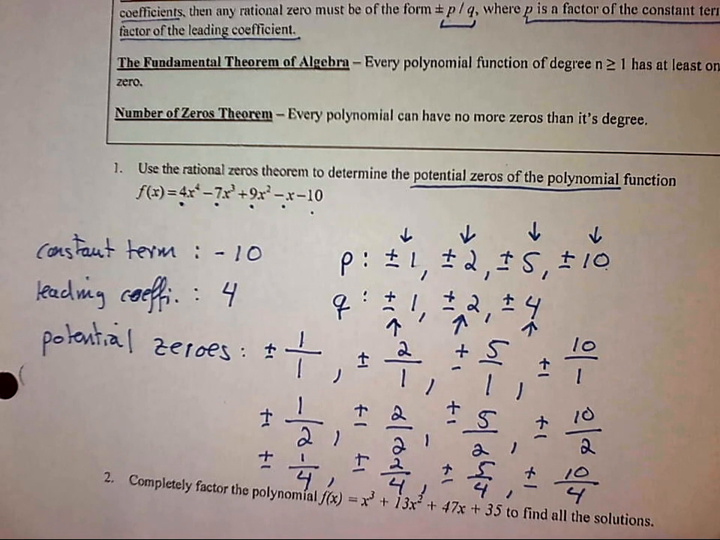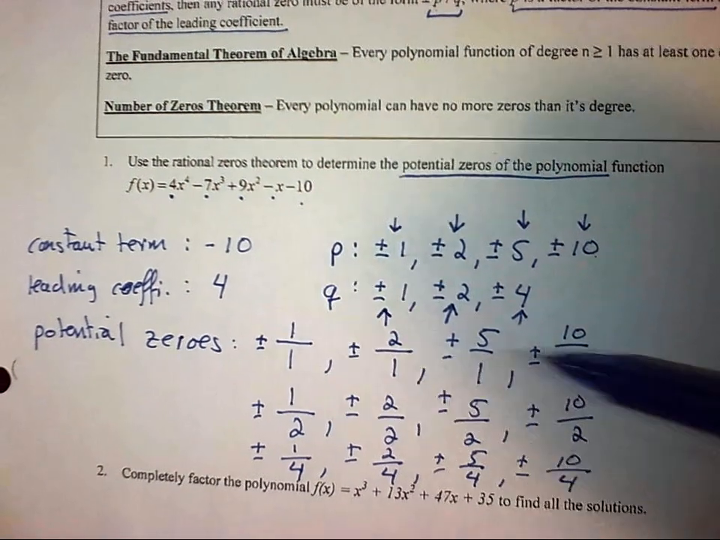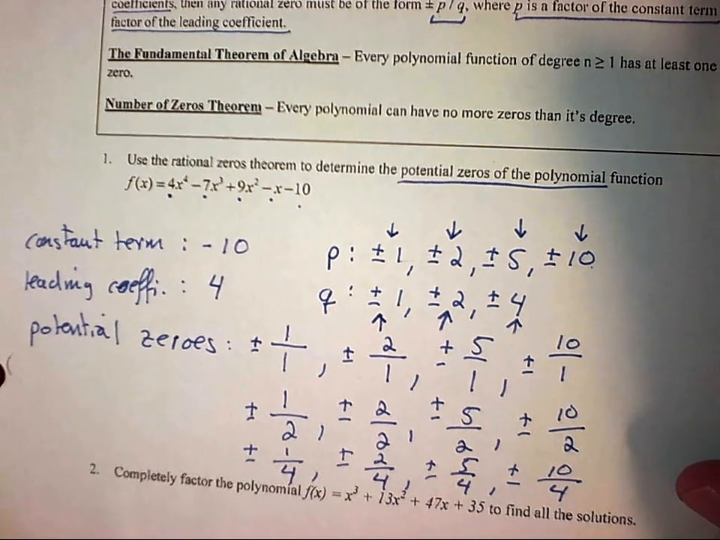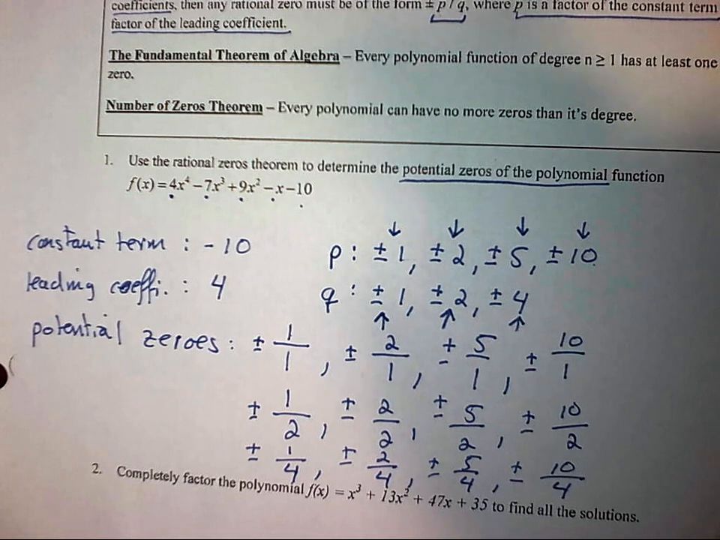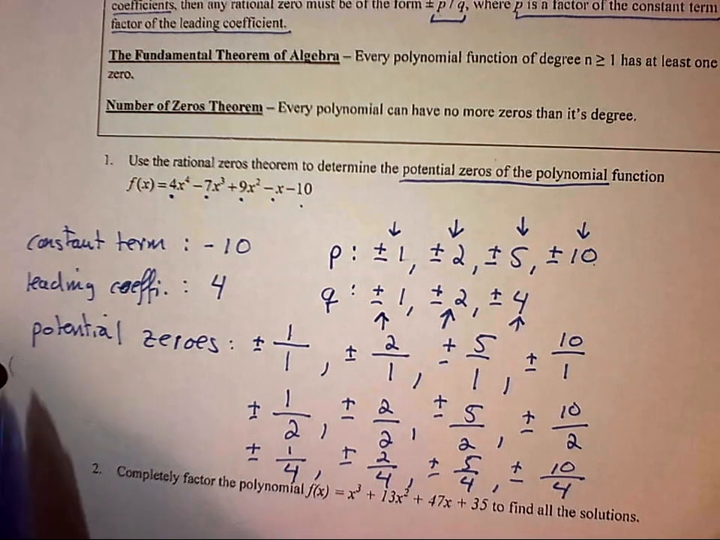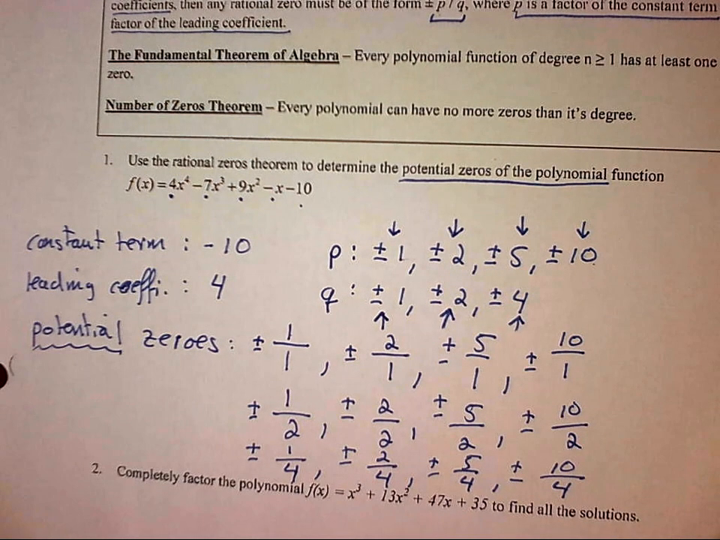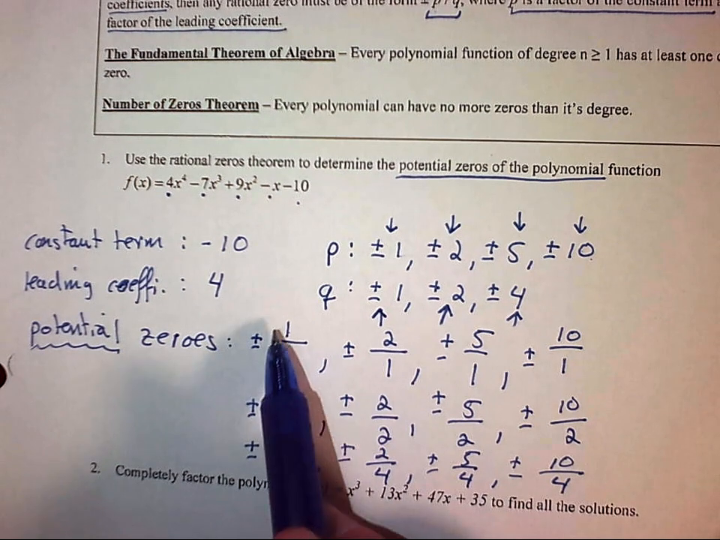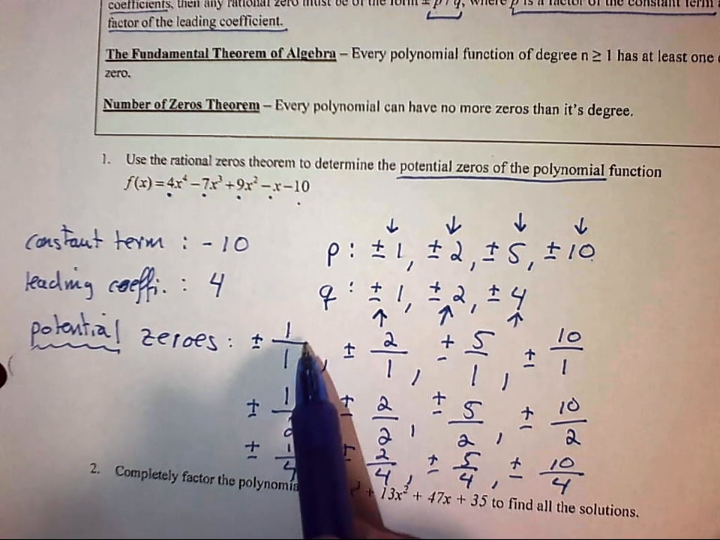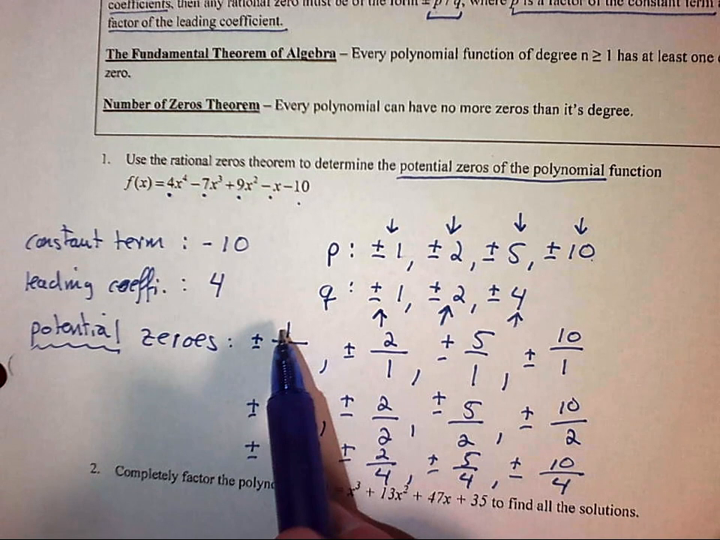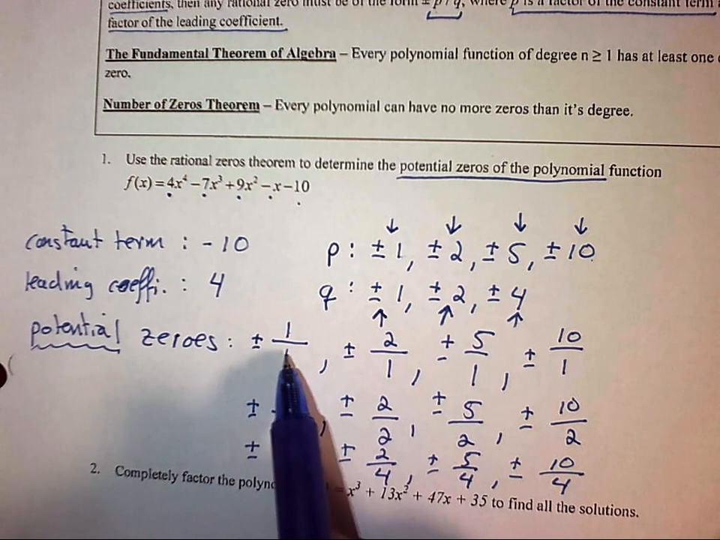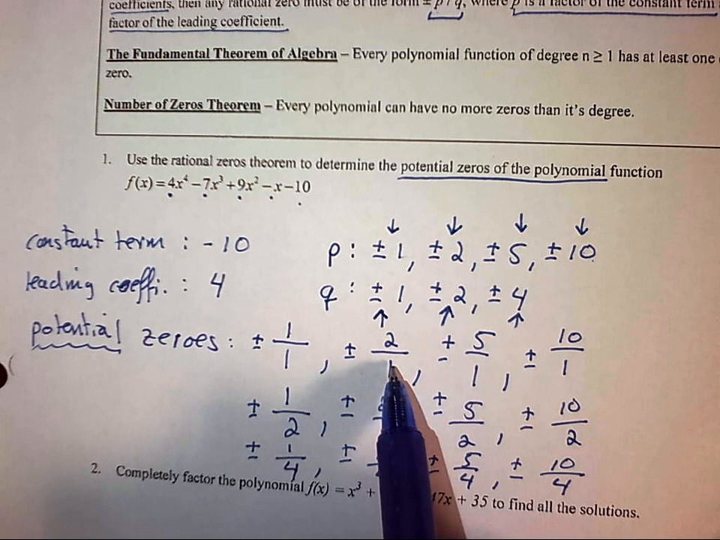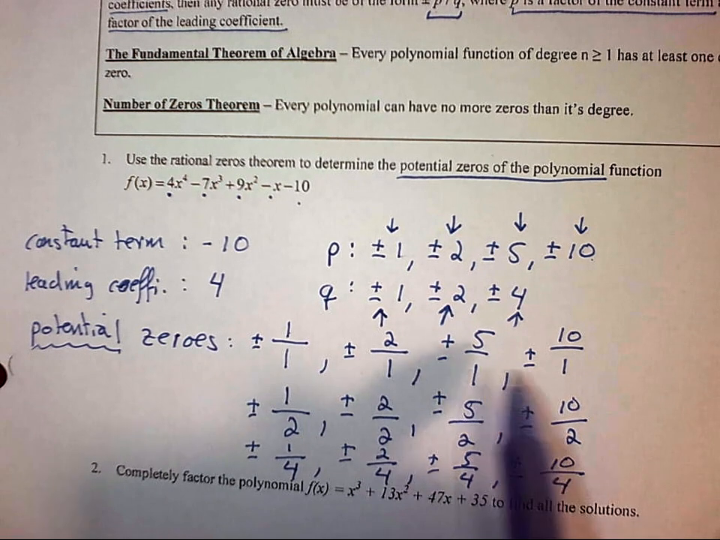So now these 3 rows right here are all of our potential zeros. Now, let me say a couple things about these potential zeros. They're just potential zeros. I'm not saying that all of these things are zeros. That's the first thing. The second thing is we can definitely simplify this stuff, right? I think everybody is good to go with the fact that plus or minus 1 divided by 1 is just the same thing as plus or minus 1. And plus or minus 2 divided by 1 is just the same thing as plus or minus 2. So I can definitely simplify these things.